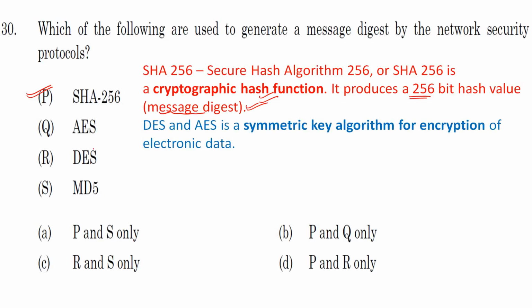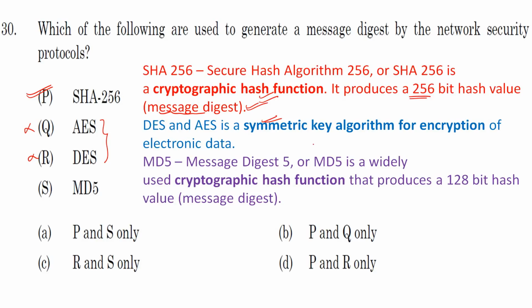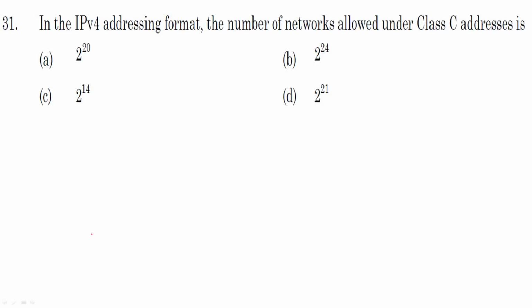Next, AES and DES. Okay, AES and DES are symmetric key algorithms for encryption of electronic data. So these two are not used. MD5 is a widely used cryptographic function that produces a 128-bit hash value, that is a message digest. So the answer is SHA and MD5, so P and S should be the answer. A is the option. Okay, next.